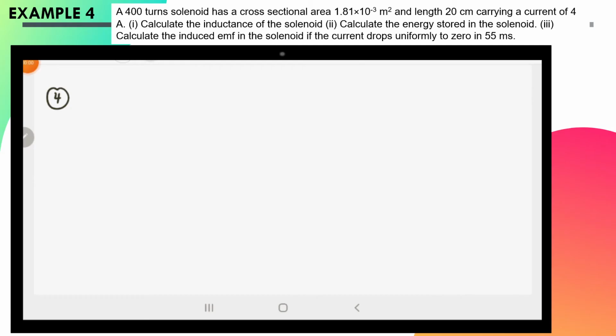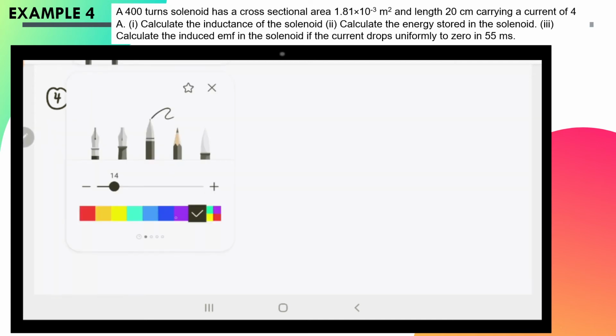Alright, good. So for question number 4, we have a solenoid of 400 turns. So let's write N is equal to 400, has a cross-sectional area given as 1.81 exponent negative 3 meter squared, and the length is 20 centimeter. The solenoid is carrying a current of 4 ampere, so I is equal to 4 ampere. So let's take out all the information given by the question and then try to solve the problems.